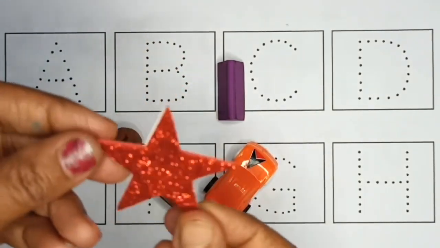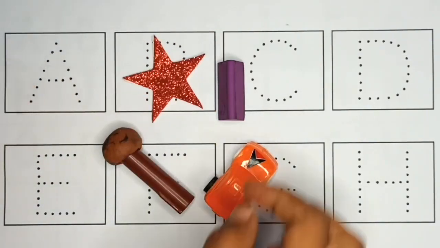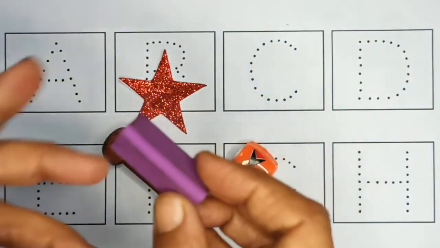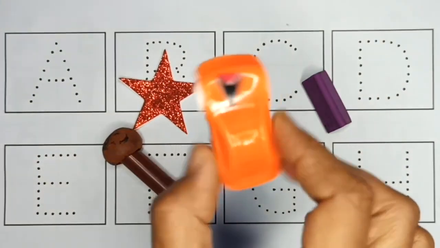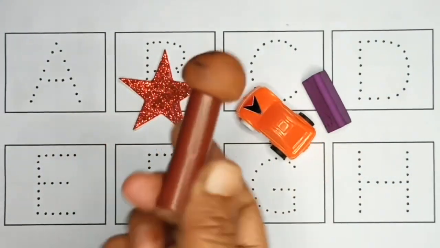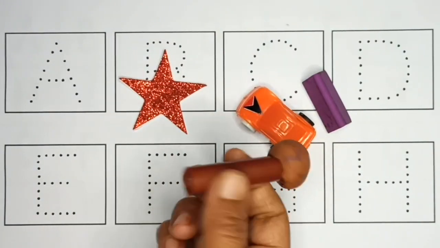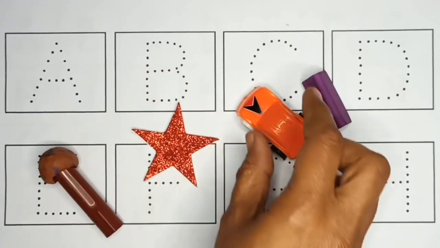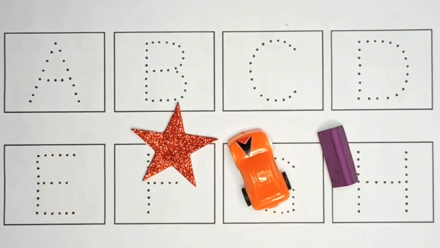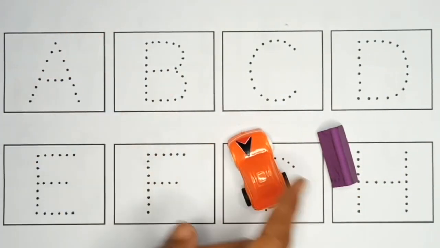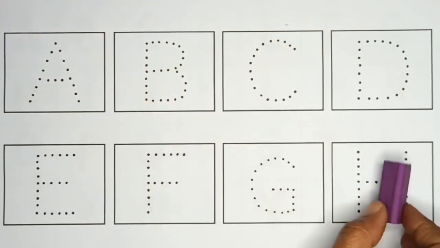Red color. Red. Violet color. Violet. Orange color. Brown color. Brown. Red. Orange. Violet. Brown. Red. Orange. Violet.